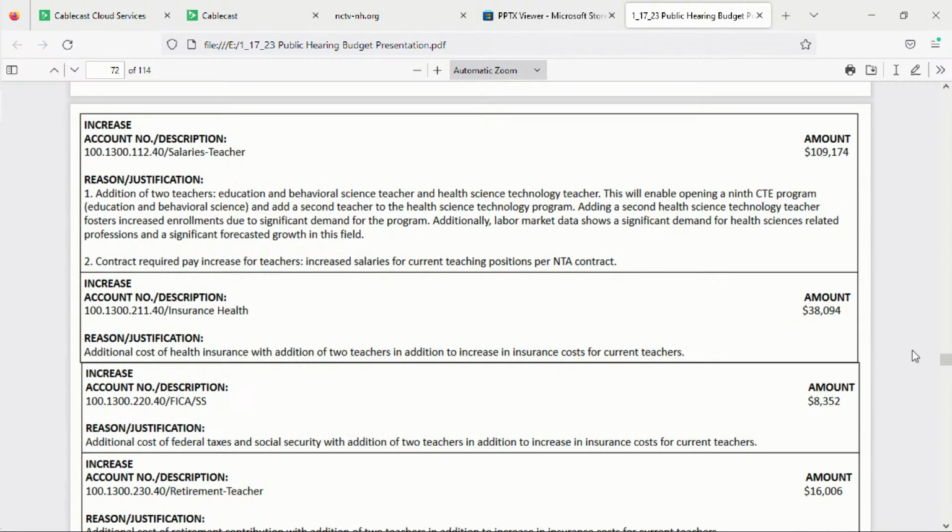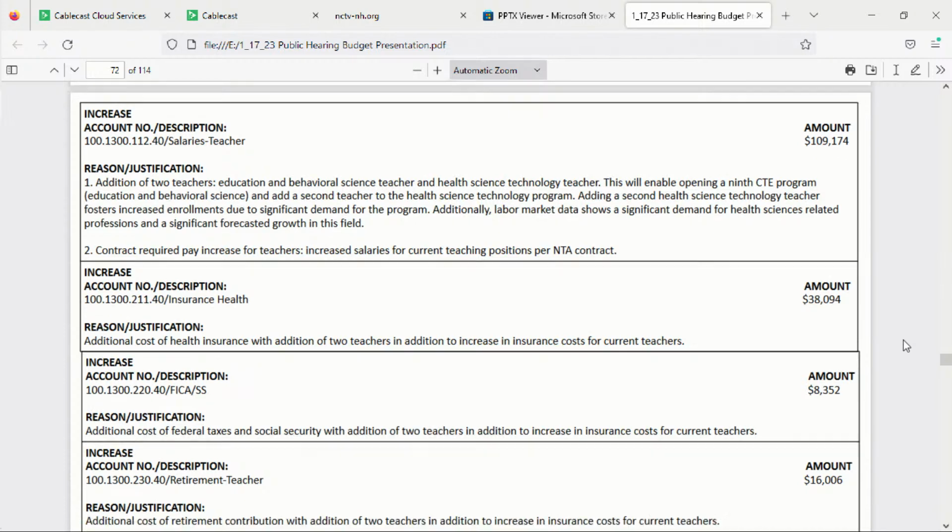Here we have, I think, something pretty similar to what you saw in your high school presentation. The salary for teachers is changing per the NTA agreement, and also with the addition of that ninth program and an LNA, health sciences teacher. You see that represented in that first line, which also impacts health insurance, FICA, and retirement. All of that is related. And Diane, catch me if I'm saying any of this wrong. Okay, she's nodding in approval.